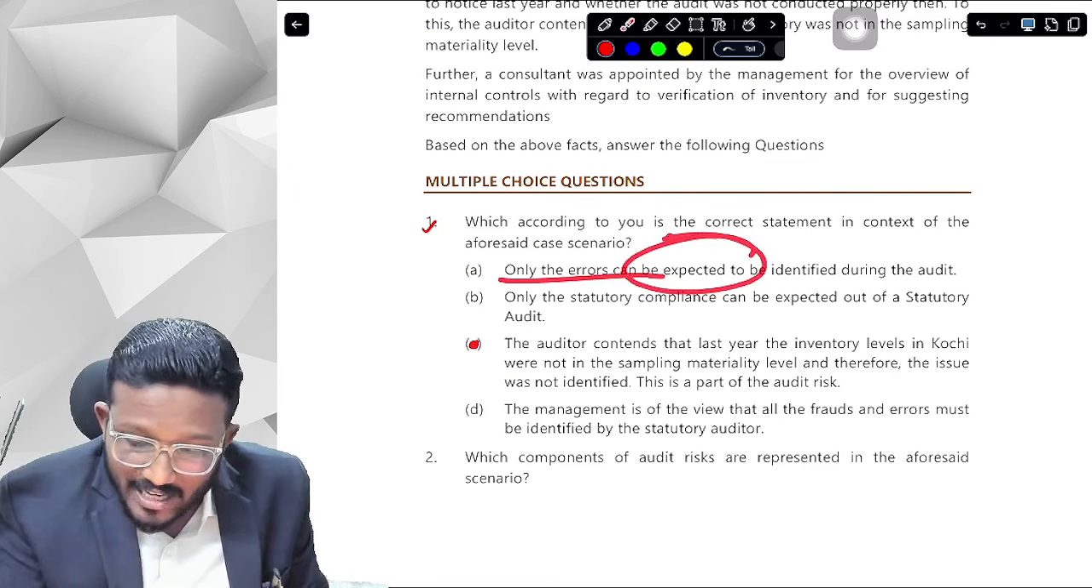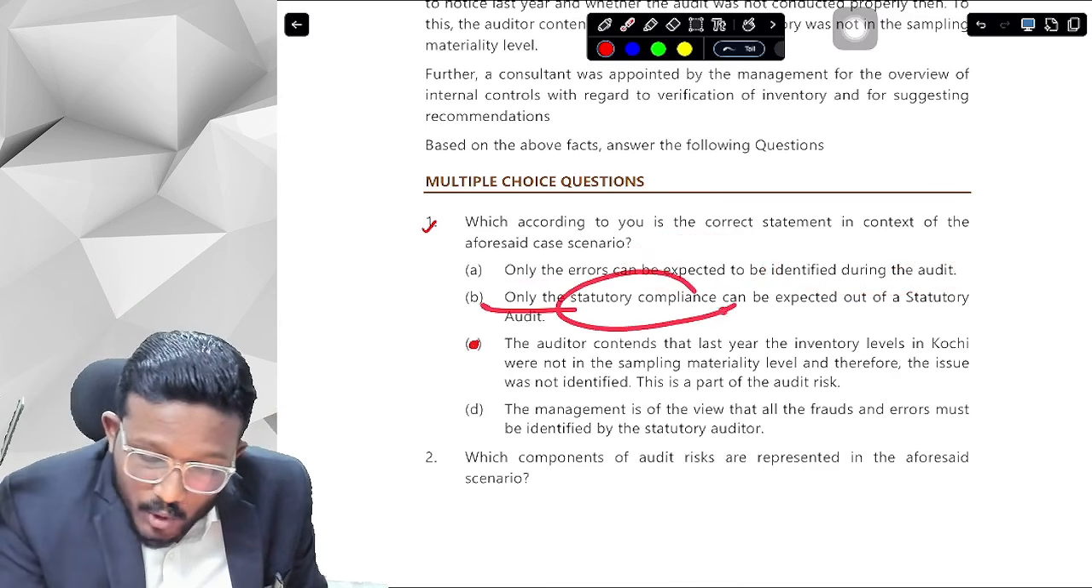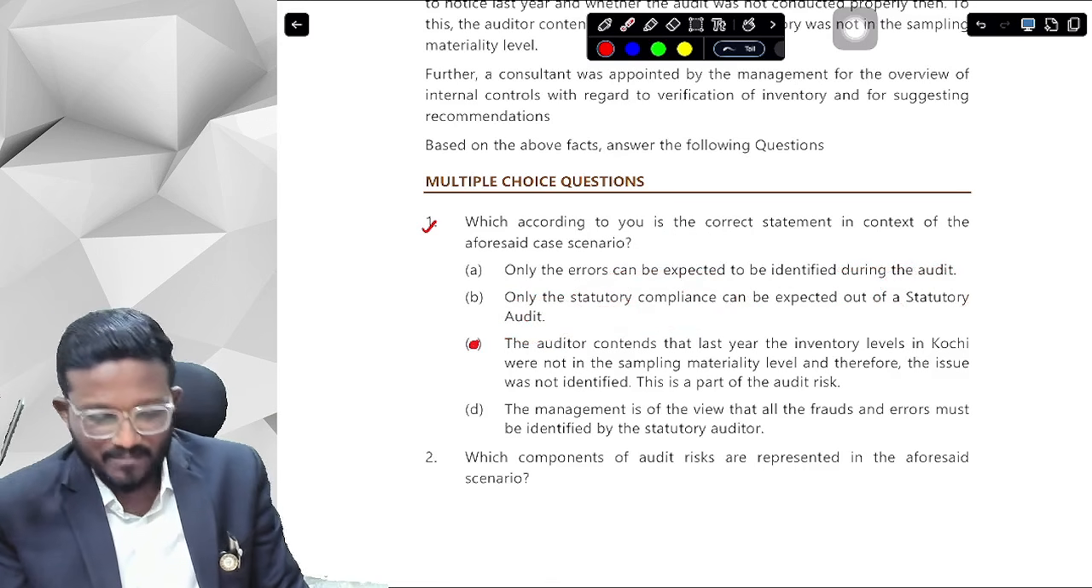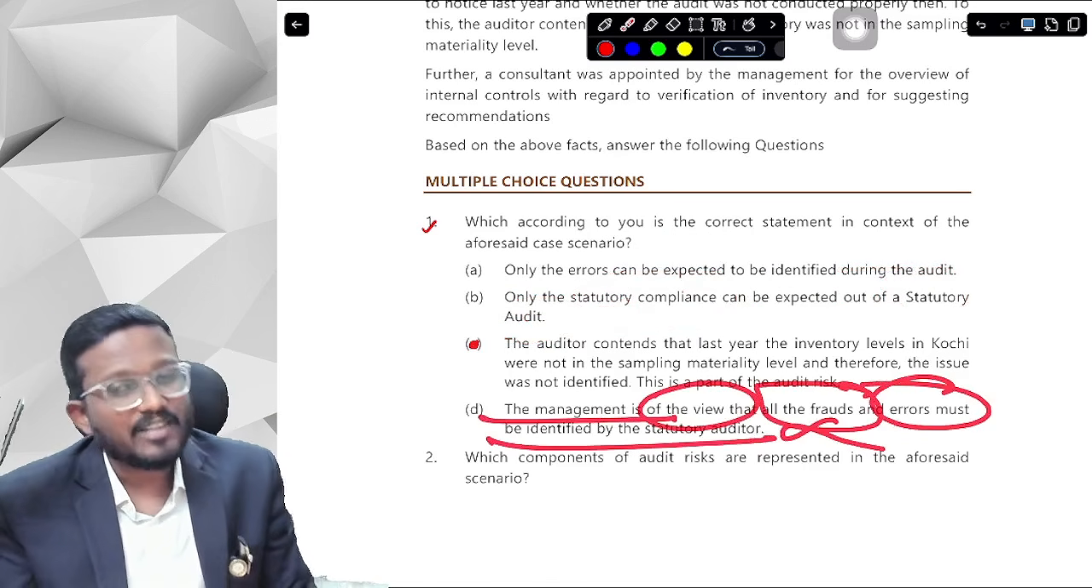Only errors can be expected to be identified during the audit. No, sir, we can identify fraud as well. Only statutory compliance can be expected out of a statutory audit. No, sir, we can check financial statements as well. The management is of the view that all frauds and errors must be identified by the statutory auditor. This is wrong.